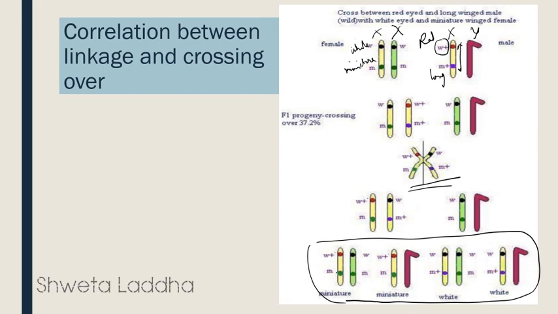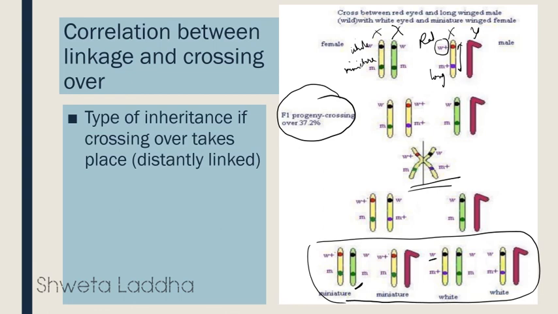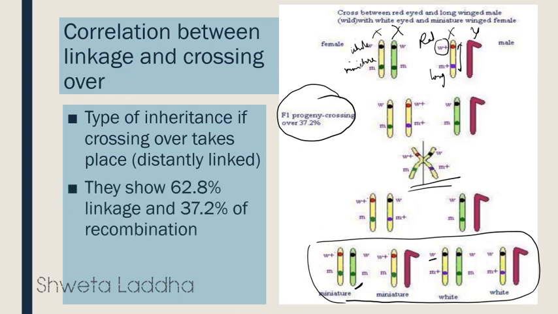W plus, instead of being with M plus, is with M. You can see here W and M, this is similar to the parents. Here W plus is with M. Here M plus is with only W instead of being with W plus. So here recombination occurred. It is 37.2%, which is more than the recombination that occurred for linked genes. So when genes are unlinked, there is a 37% chance that they will have new types of combinations.